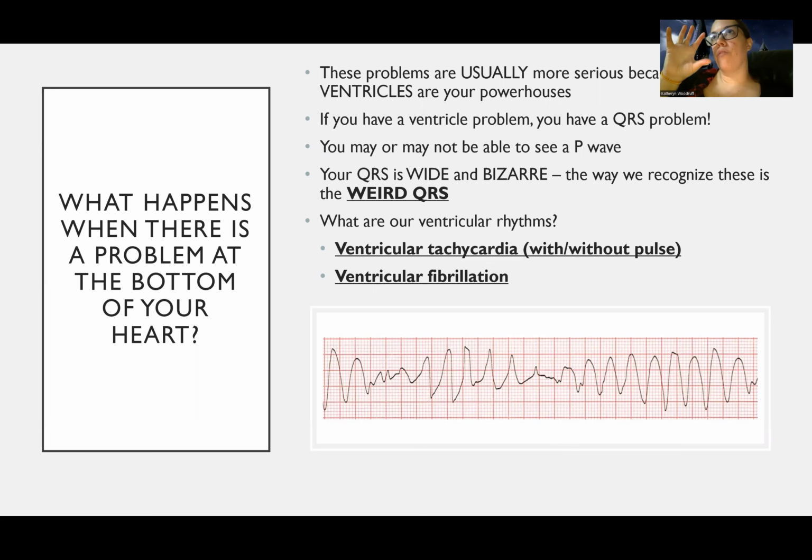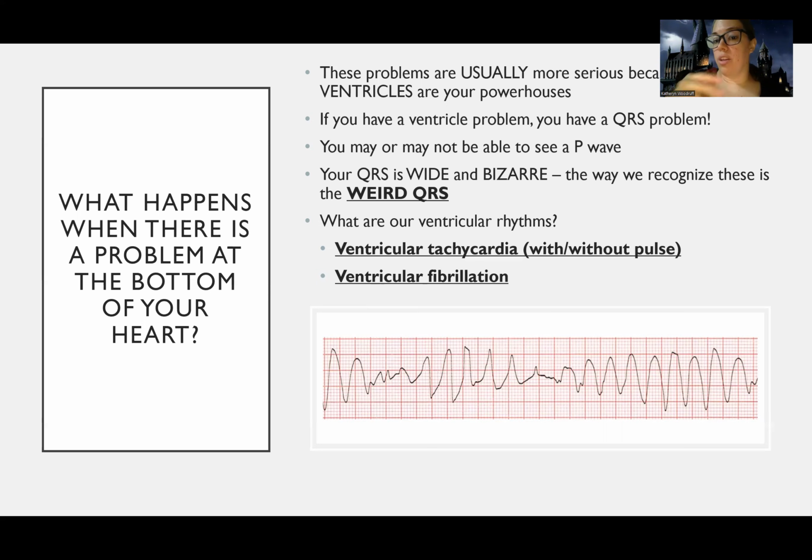Like we talked about there, if you have a P wave problem, you have a top of the heart problem. If you have a ventricle problem, you have a QRS problem. So there's something going to be off with my QRS when you're looking at this EKG strip. You may or may not be able to see a P wave because a lot of times in ventricular rhythms, the top of the heart's like, it doesn't matter what it's doing, the bottom of the heart's not functioning. Usually your QRS is going to be wide and bizarre. You might see, oh, that's a really weird QRS.